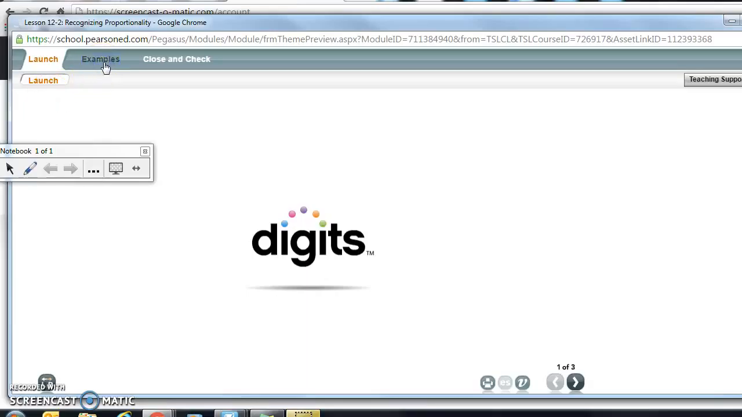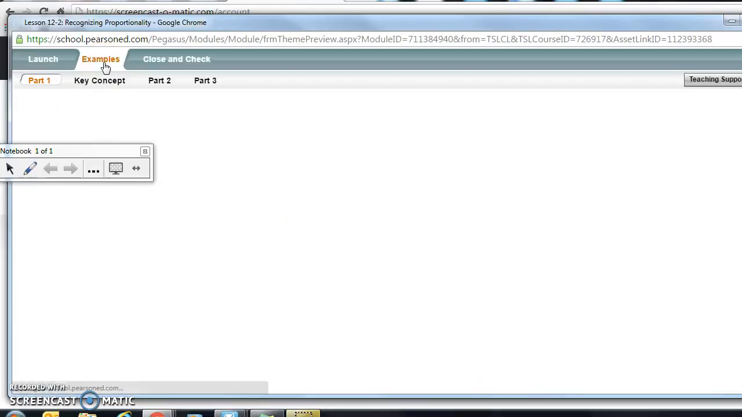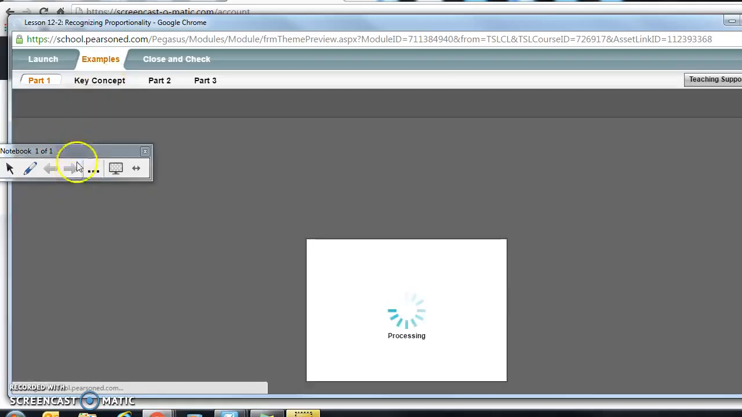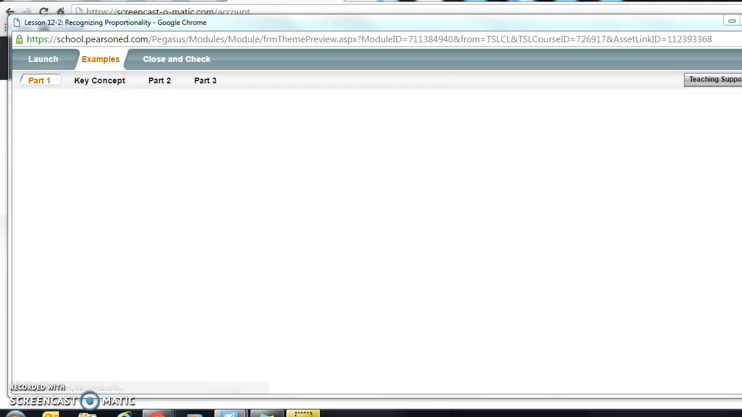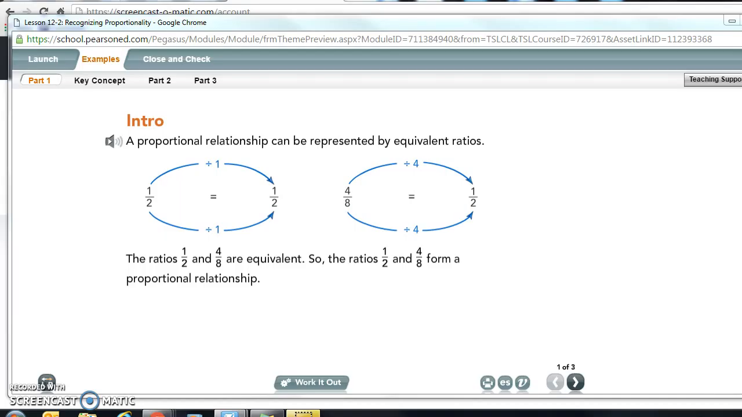So today we're going to be talking about recognizing proportionality, and I like to remember this as simplifying ratios or simplifying fractions to see if they will end up being equivalent. So a proportional relationship can be represented by equivalent ratios.